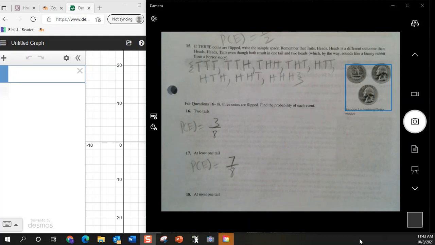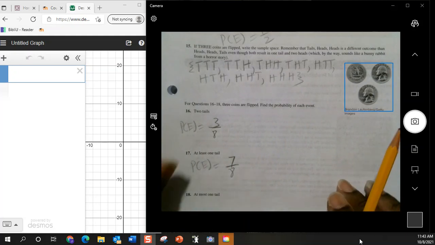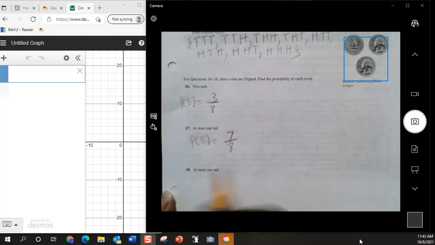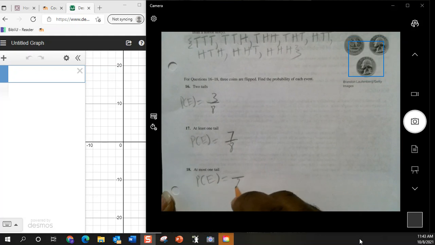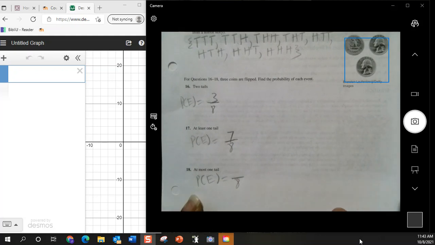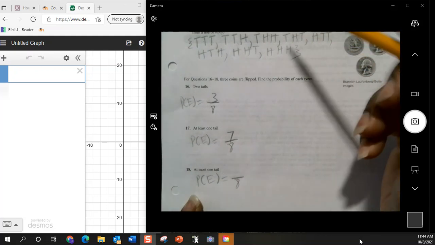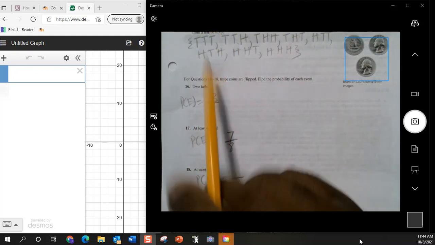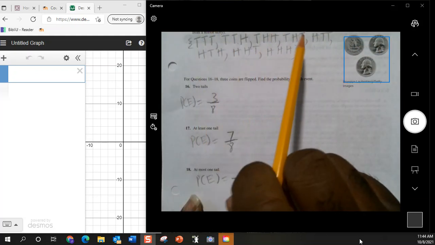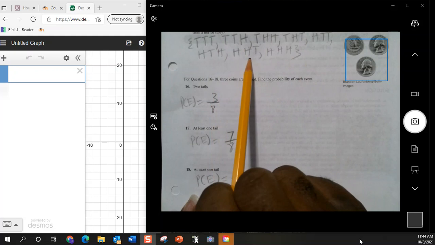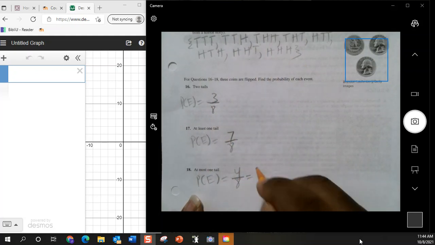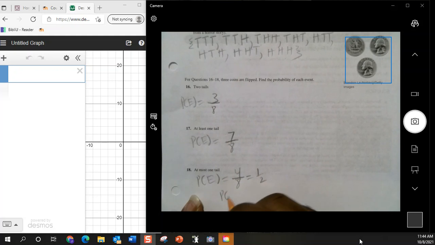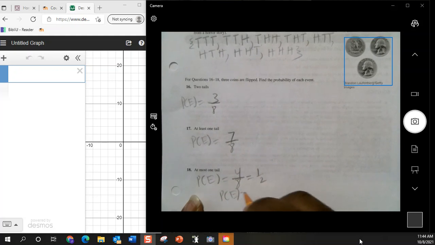Now it says at most one tail. So that means it could only have one tail or less. But remember, our sample space is still 8. And so one tail or less. So we have 1, 2, 3, 4. So that'd be 4 over 8, which is 1/2. So the probability of the event is 1/2.